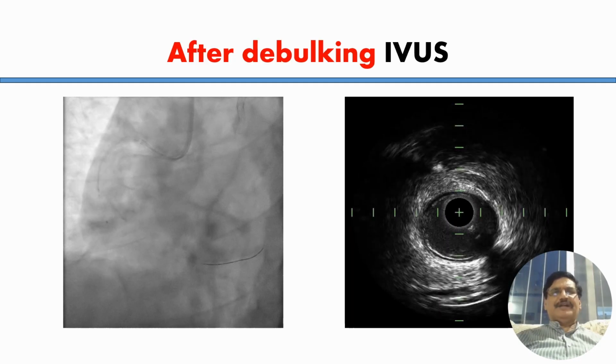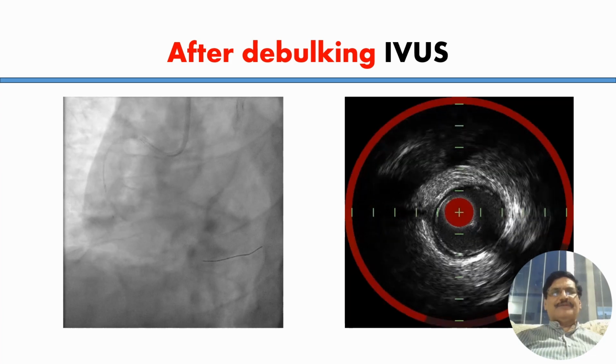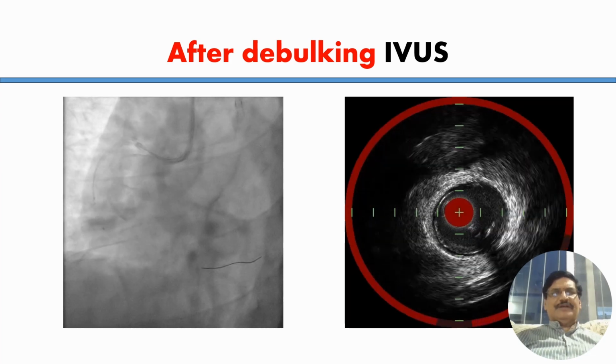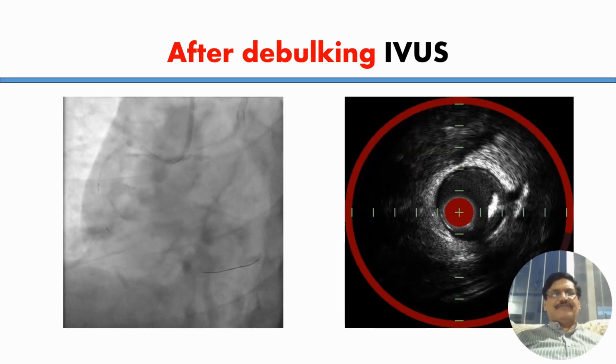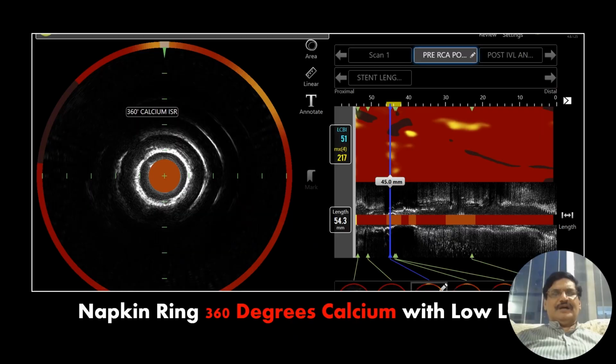After debulking, we wanted to examine by means of intravascular ultrasound, in view of the residual lesion still present, and to find the mechanism of the non-yielding lesion. This is the static image of intravascular ultrasound with NIRS, which showed almost napkin ring calcium both inside and outside the stent struts, almost 360 degrees, with a low cholesterol burden index of 217. Usually less than 400 means low cholesterol burden index, more than 400 means high cholesterol burden index.